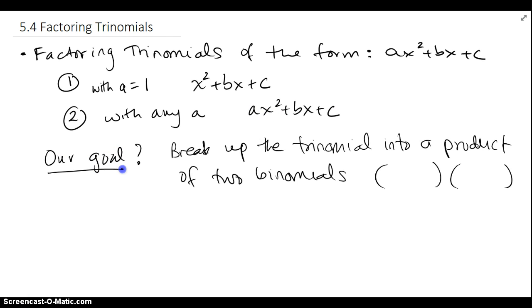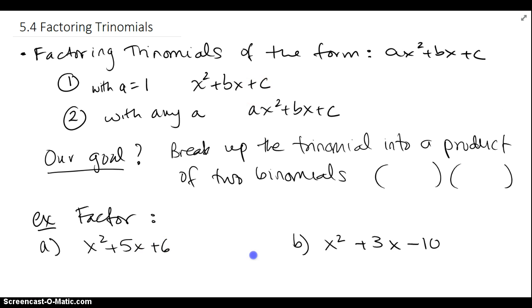So what is our goal? We basically want to take the trinomial, whether it's in the easy case or the harder case, and break it up into two binomials. In other words, we're again undistributing and breaking it up in terms of simpler polynomials. In this case, the two parentheses will contain binomials that we're breaking this up into. So let's look at these two cases.